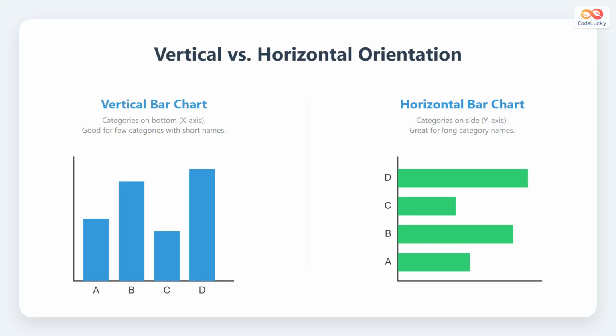Bar charts can be drawn in two orientations. The vertical bar chart is the most common, where bars stand up like columns. However, if your category names are very long, a horizontal bar chart is often better because it gives you plenty of room to write the labels clearly on the side.